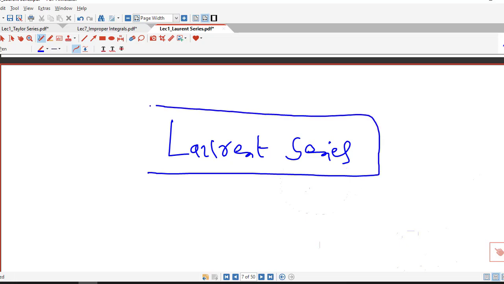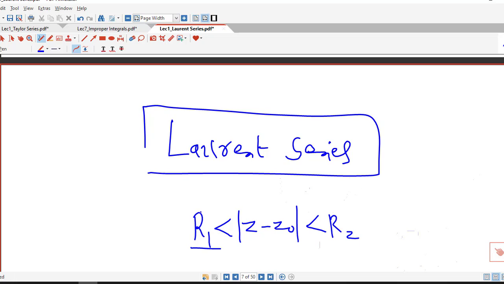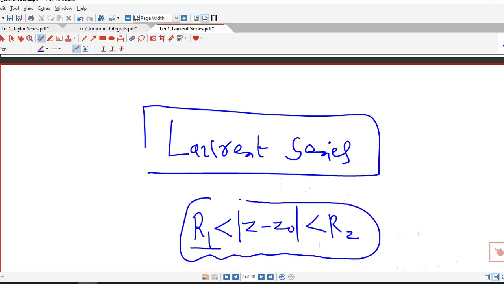So in this way we can find the Laurent series expansion of a given complex function which is analytic in the annular domain r1 less than absolute value of z minus z0 less than r2. If our function is analytic in this type of annular domain, then we can represent f of z in powers of z minus z0 using the standard Maclaurin series which we have discussed in earlier lectures.